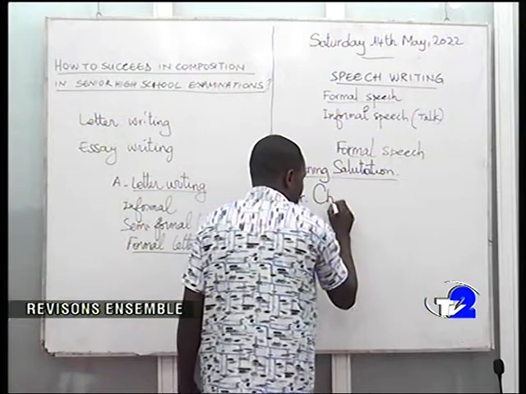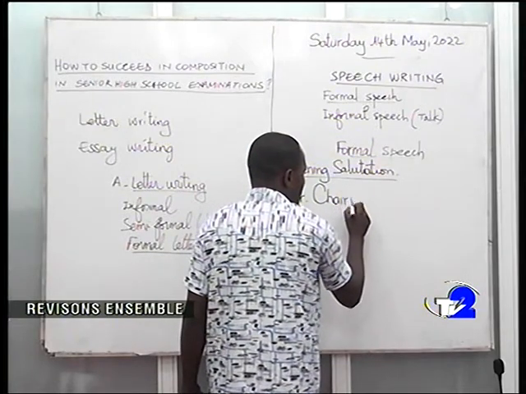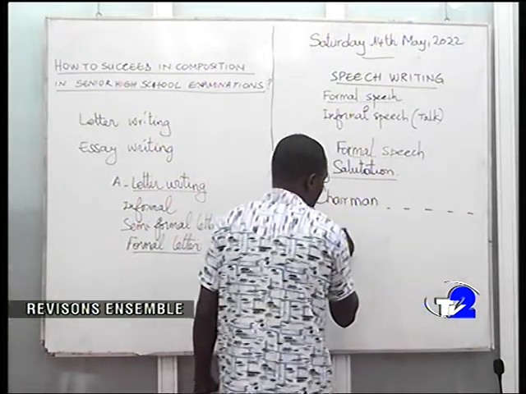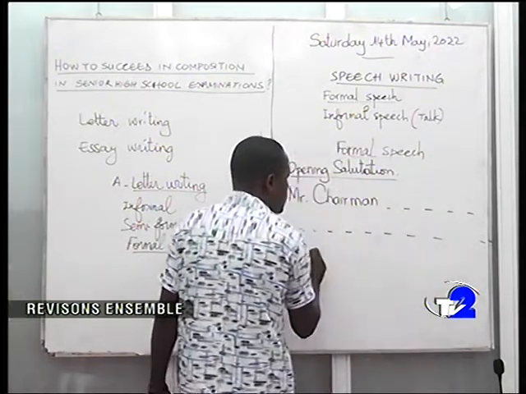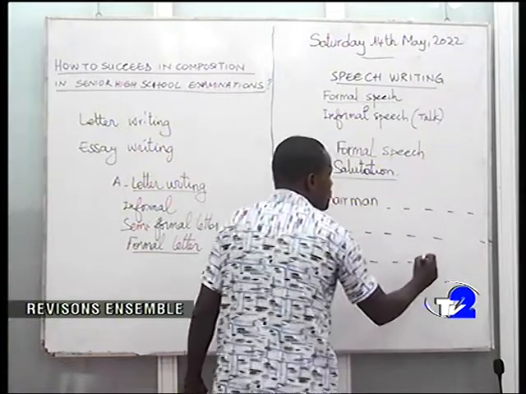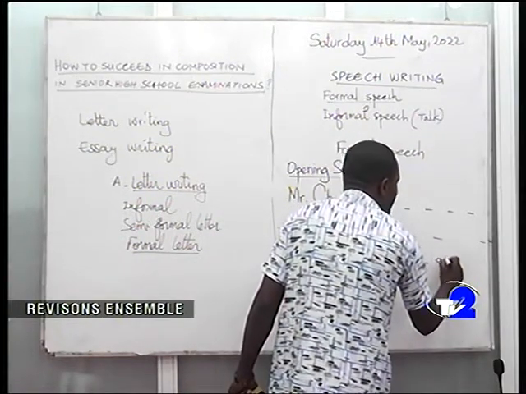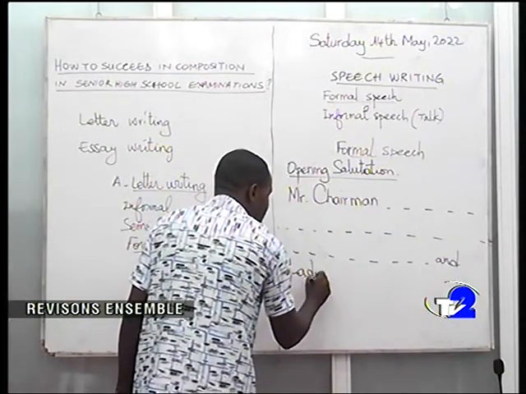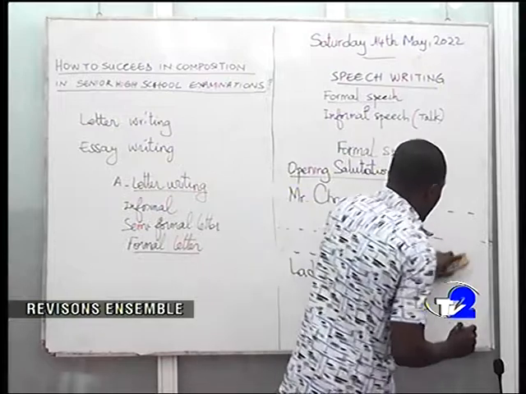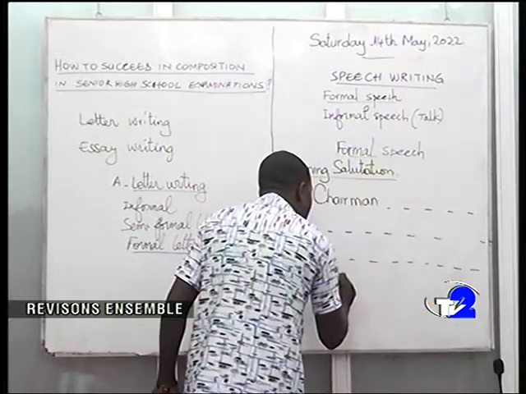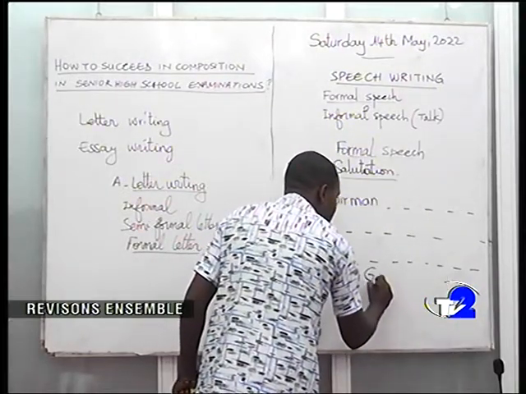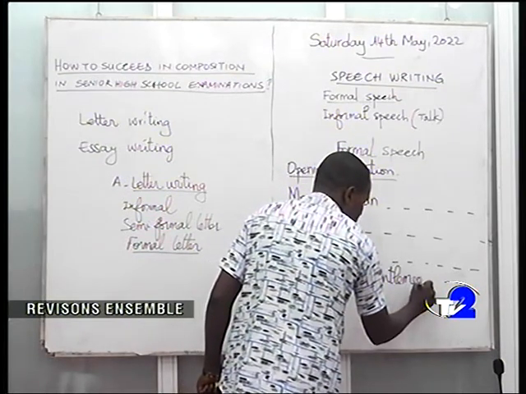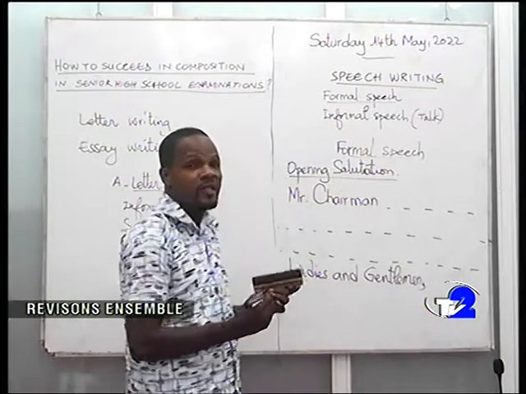Mr. Chairman. Mr. Chairman. And the last one must be what? The last one must be, and ladies and gentlemen. The last one must be ladies and gentlemen. Comma. I will explain why you should place a comma there.